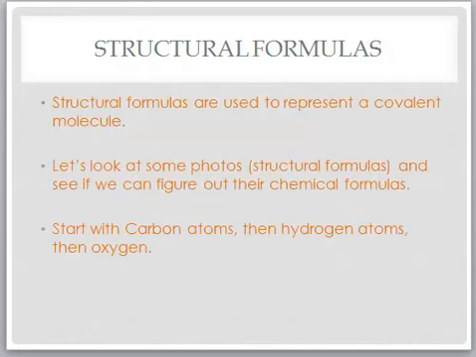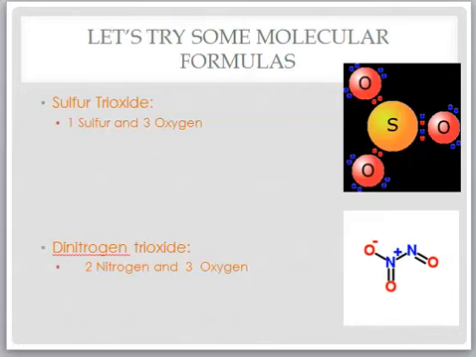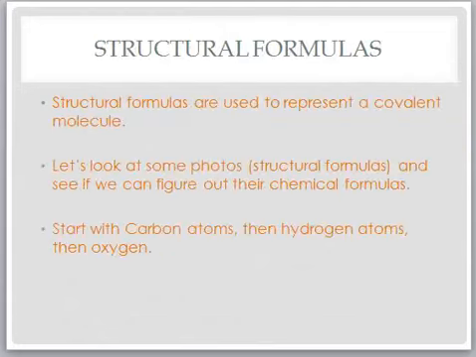Let's look at some photos, some structural formulas, and see if we can figure out their chemical formulas. Alright, so this was the prefixes. We checked it with the pictures. Now we're just going to go straight from the pictures and see if we can come up with these. Start with carbon atoms. When you're looking at those pictures and you're trying to figure out the structural formula of them, you want to start with carbon atoms, move on to hydrogen atoms, and then do your oxygen atoms.